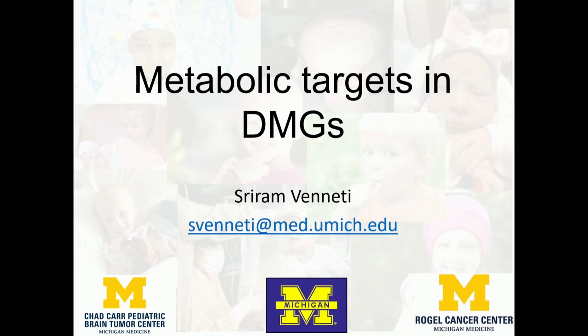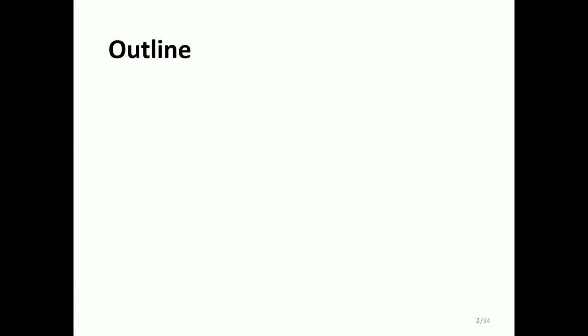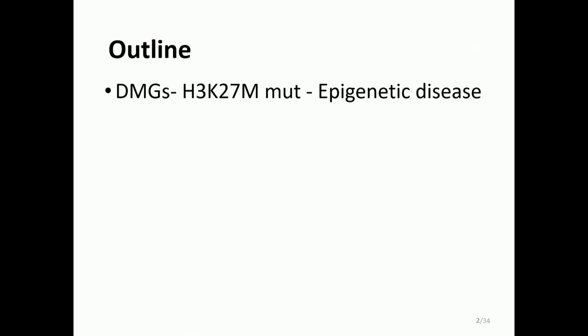I have no disclosures. The outline of my talk is as follows. Sabine talked about diffuse midline gliomas as having this pivotal mutation, H3K27M, and it's viewed as an epigenetic disease. So I'm going to go into a little more detail about what the mutation actually does. The focus of my talk is on cancer metabolism: how does the mutation change metabolic pathways in tumor cells, and can we target this for drug development?